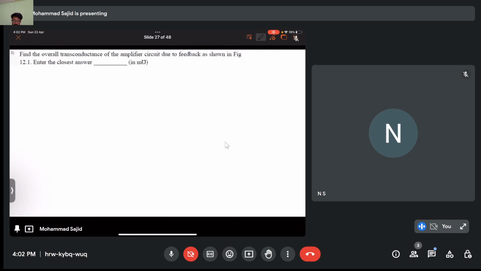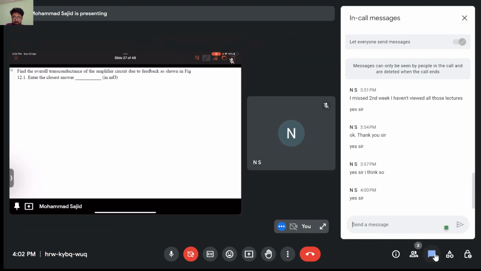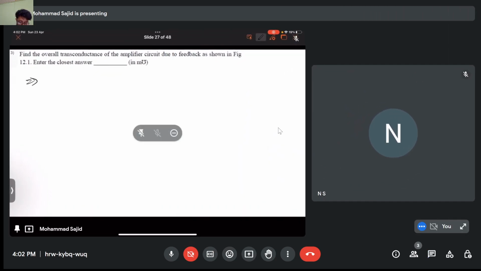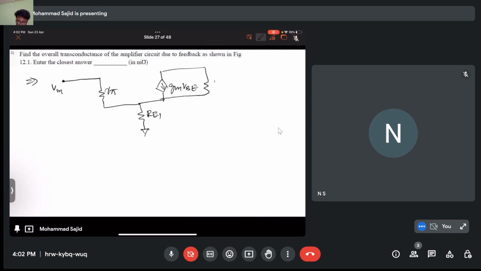See, let's move on to another question, that is to find the overall transconductance of the amplifier due to feedback. So can you give it a try? It's a simple question. I will draw the equivalent circuit. We will give it a try together. This is your Vin, R pi, RE1, GM VBE, R naught.